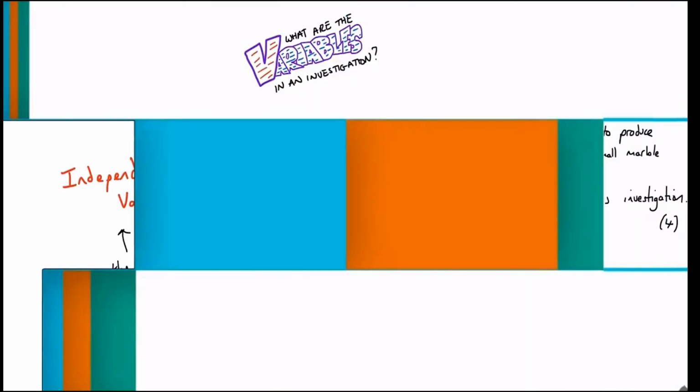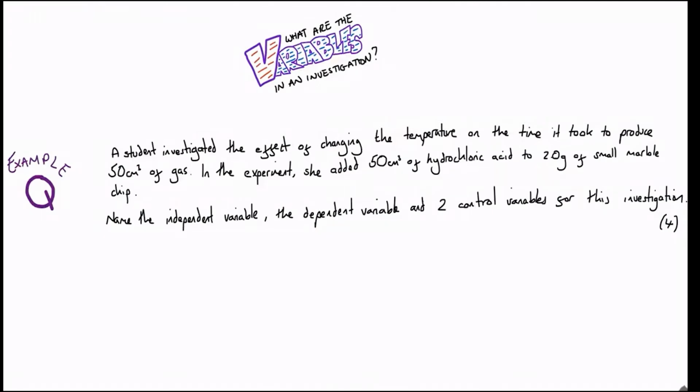So the best way to look at that and to work it out is to have a look at an example question. So here we've got one that says, a student investigated the effect of changing the temperature on the time it took to produce 50 centimeters cubed of gas. In the experiment, she added 50 centimeters cubed of hydrochloric acid to 2.0 grams of small marble chip. Name the independent variable, the dependent variable, and two control variables for this investigation.